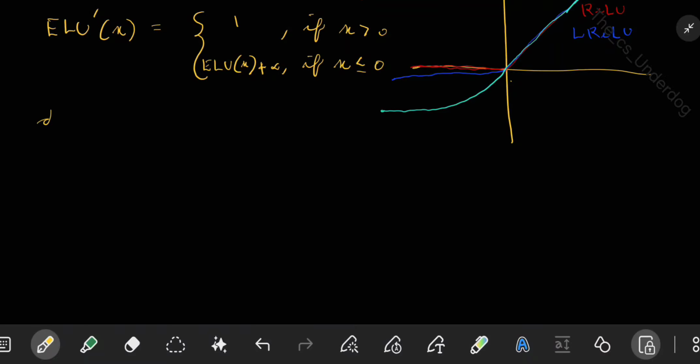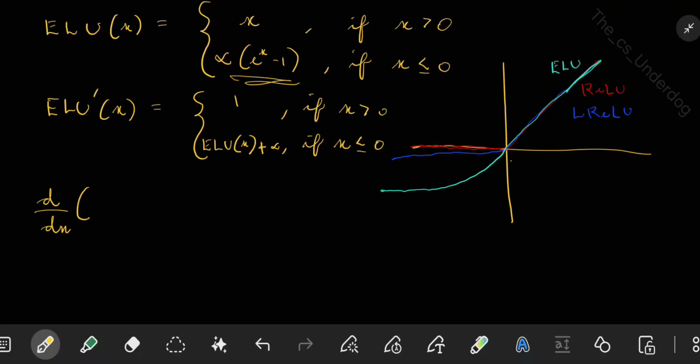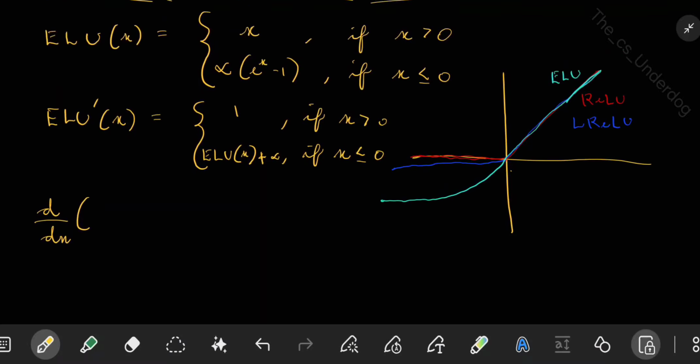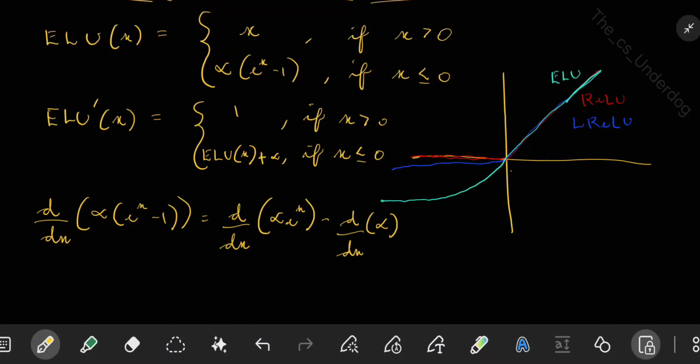Okay. So let us do this derivation, d by dx of, what are you going to take derivative of? This particular one, alpha into e power x minus 1. Okay. So if you take derivative of that, of alpha into e power x minus 1, this can be written as d by dx of alpha into e power x minus d by dx of alpha. You can write it like this. Here, what is the derivative of alpha with respect to x? There is no x term here, which means derivative of alpha with respect to x will be 0. So this will go off.